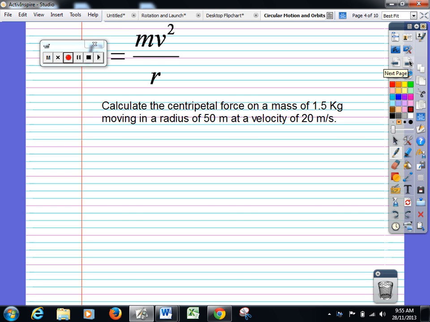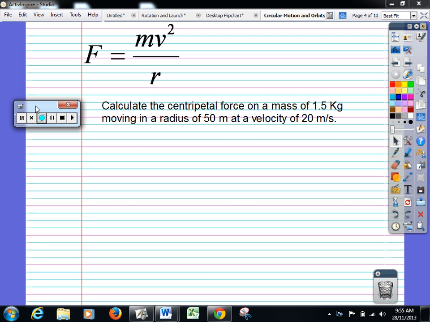So, let's take a few moments to use this and remind ourselves how to do all this. Calculate the centripetal force on a mass of 1.5 kilograms, moving at a radius of 50 at a velocity of 20. We just simply use the formula F. In this case, the mass is 1.5 kilograms.